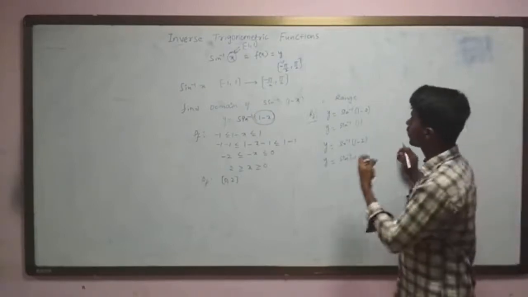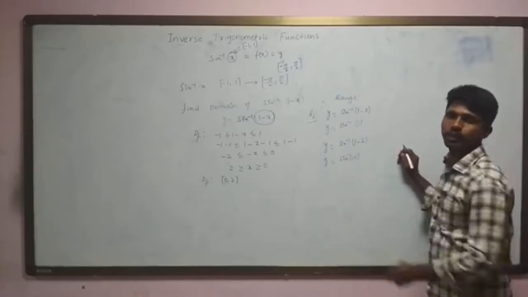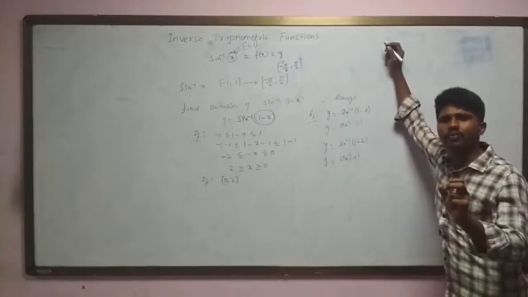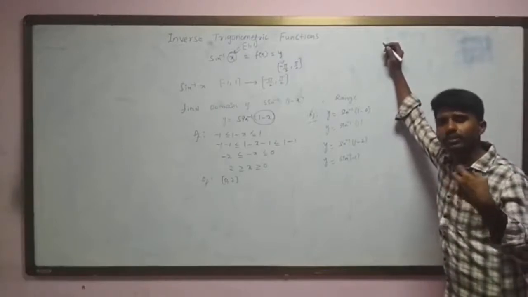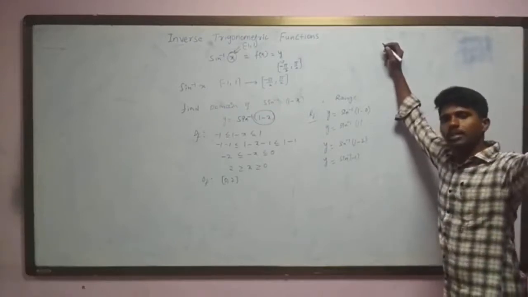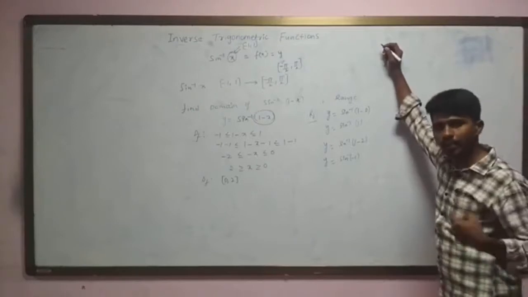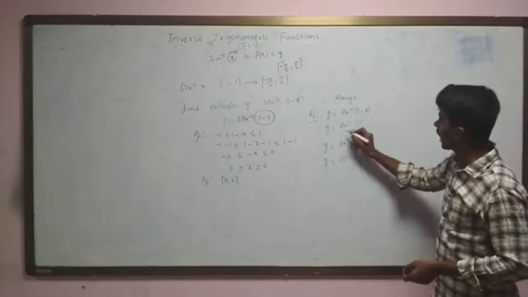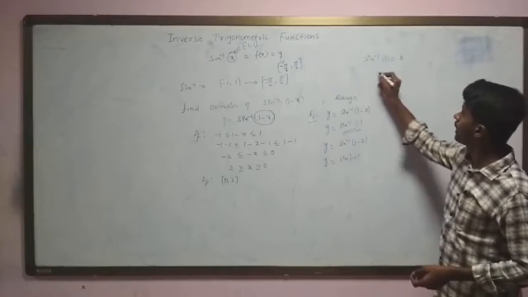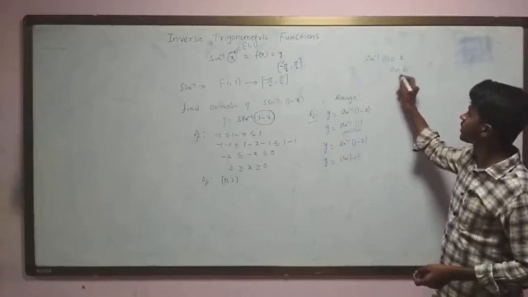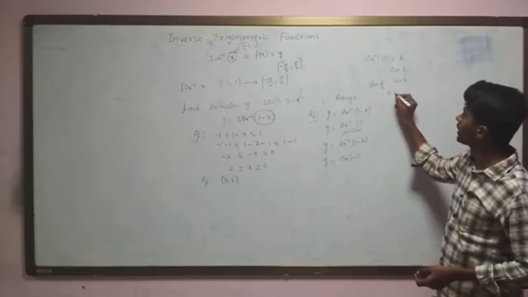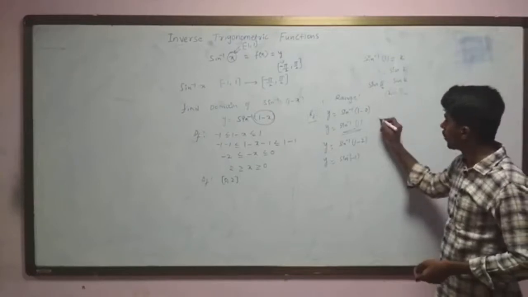To get sine inverse of 1 and minus 1, we have to follow a particular procedure: where sine inverse exists, where cos inverse exists, and where tan inverse exists. The range of sine inverse is from minus pi by 2 to pi by 2. So I take sine inverse of 1 equal to k. Then 1 is equal to sine k. I can write it as sine pi by 2 is equal to sine k. So k is equal to pi by 2.